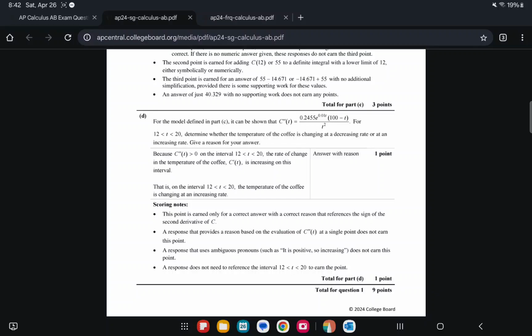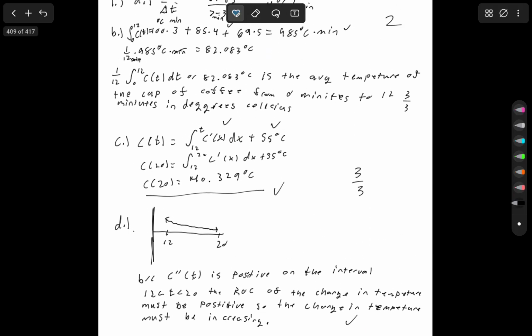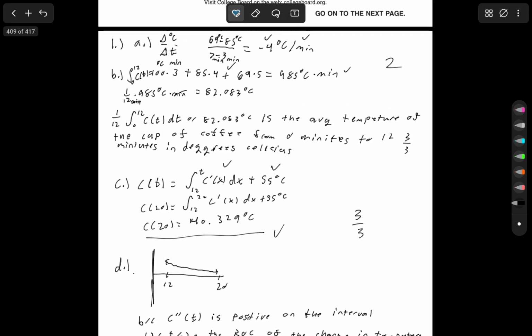Whenever you're doing this, you have to be as specific as possible. You can't just say "it." In this case, because we said c double prime, that would score the point. So this, my friends, is how you can get at least a 9 on that first question, 9 points. You want to make sure to be as specific as possible, including your degrees and units.